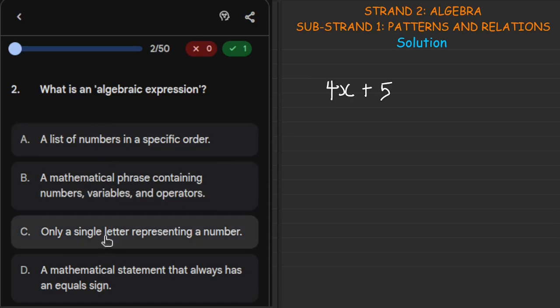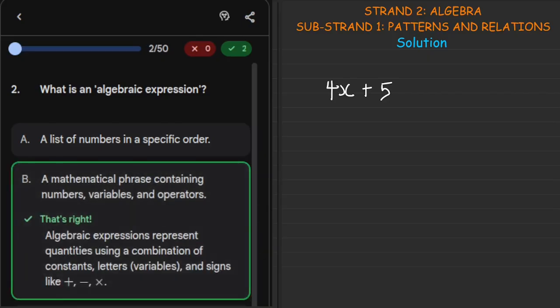So let's look at our options here. A, a list of numbers in specific order, that is no. B, a mathematical phrase containing numbers, variables, and operators. C says only a single letter representing a number, no. D, a mathematical statement that always has an equal sign, that is an equation. Hence our answer is B, a mathematical phrase containing numbers, variables, and operators.